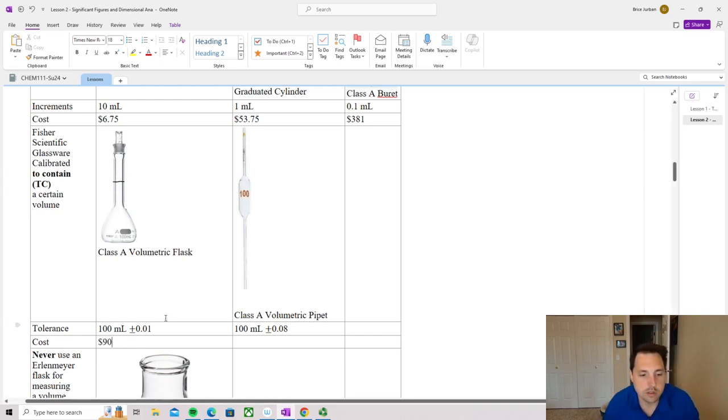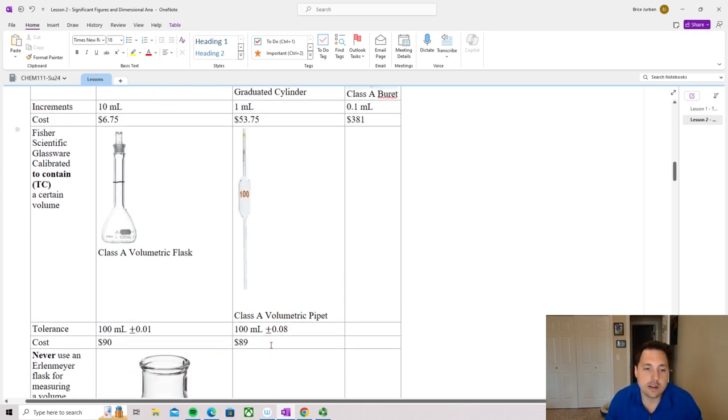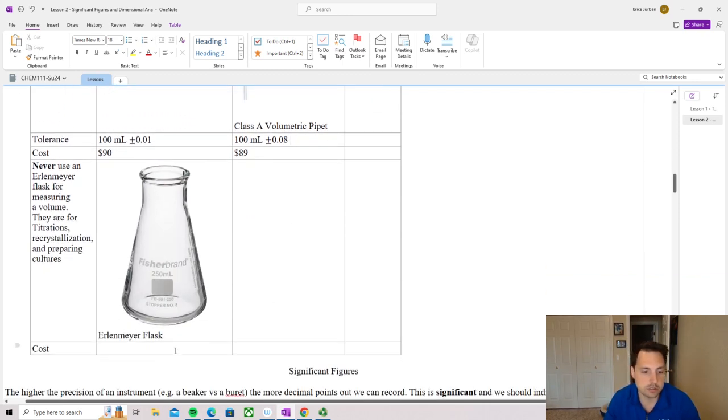It's $90. And then we have another type of volumetric pipette, and if we look at the tolerance here, this tolerance is a little bit less, but it's a really easy way for drawing up a liquid of around 100 milliliters. And these two are approximately the same cost. The tolerance on this is just a little bit less, but still it's a more delicate instrument. So they do cost a lot of money. You can get an estimate of how much an instrument is going to cost by its tolerance, by its precision.